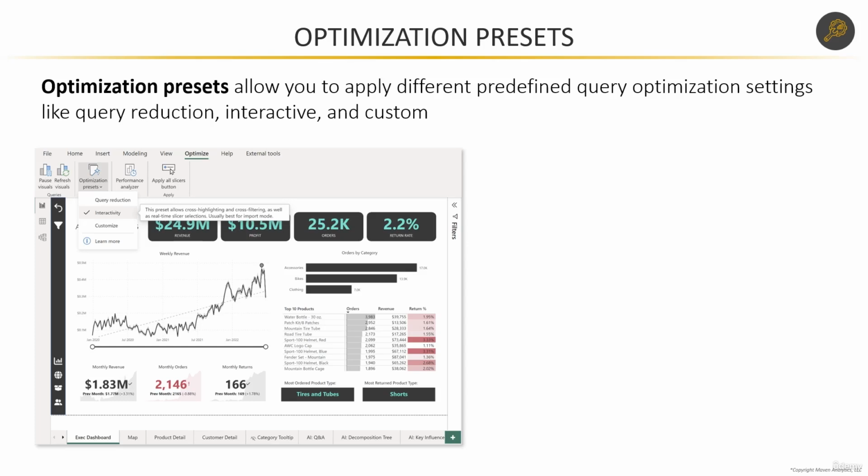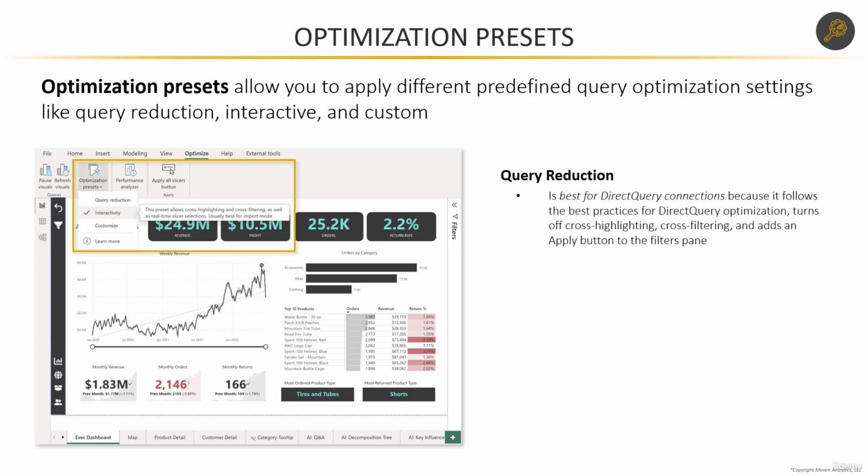Optimization presets in Power BI allow you to apply predefined optimization settings that will either reduce the number of queries, keep the default query interaction settings, or allow you to customize the query reduction settings. So the optimization presets are located just to the right of the pause visual queries and currently have three options.